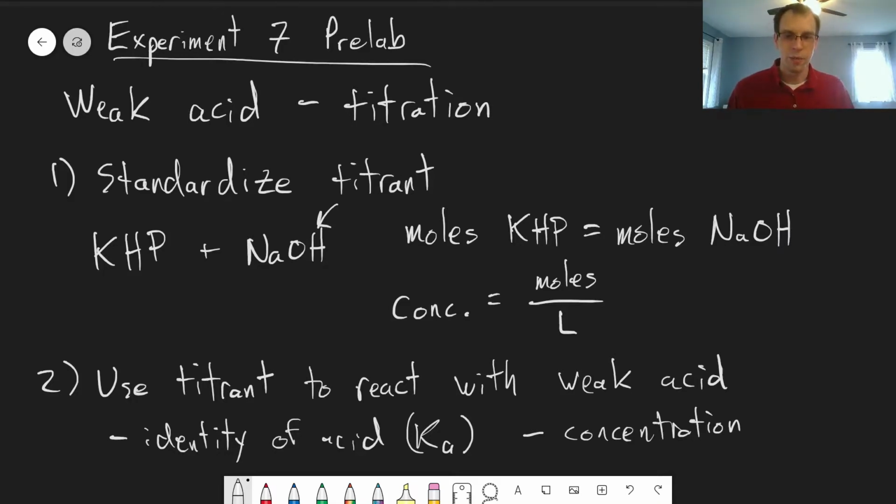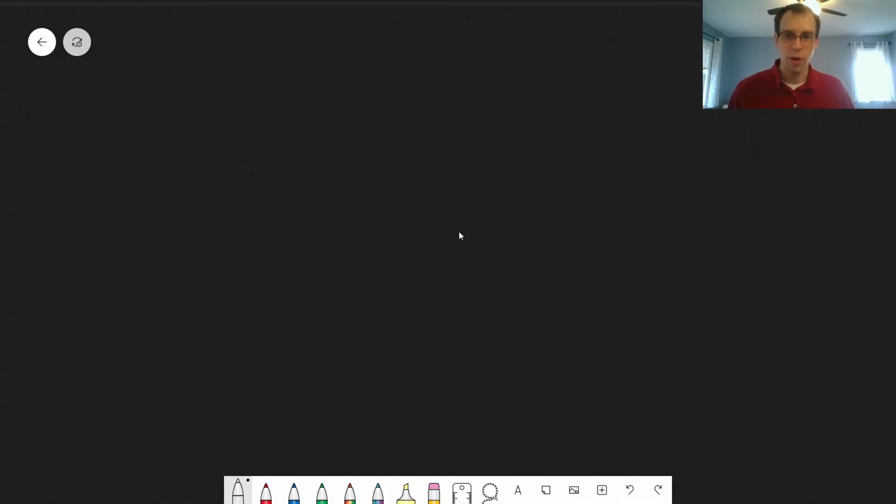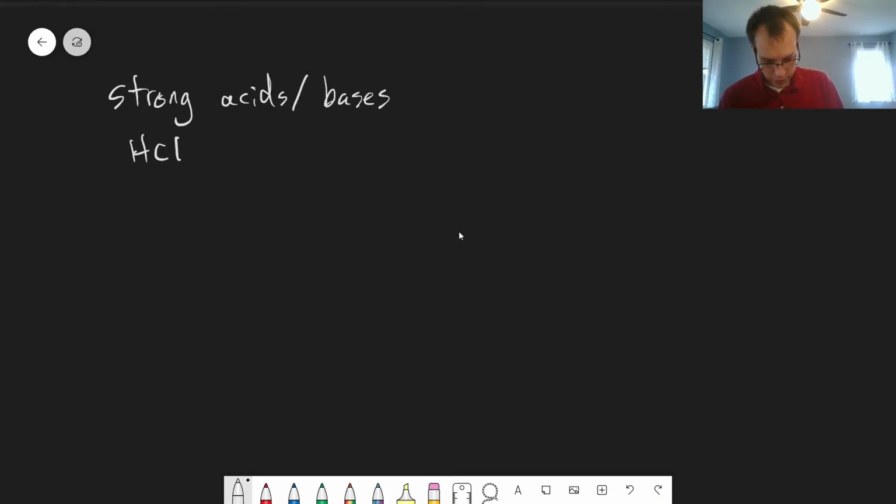So let's talk a little bit about acid equilibria. So what Ka is, how it matters. So when we're talking about acids and bases, we can roughly put them into two categories. So we have strong acids and bases. These are things like hydrochloric acid, hydrobromic acid, sulfuric acid. And what characterizes these acids is that they completely dissociate in water.